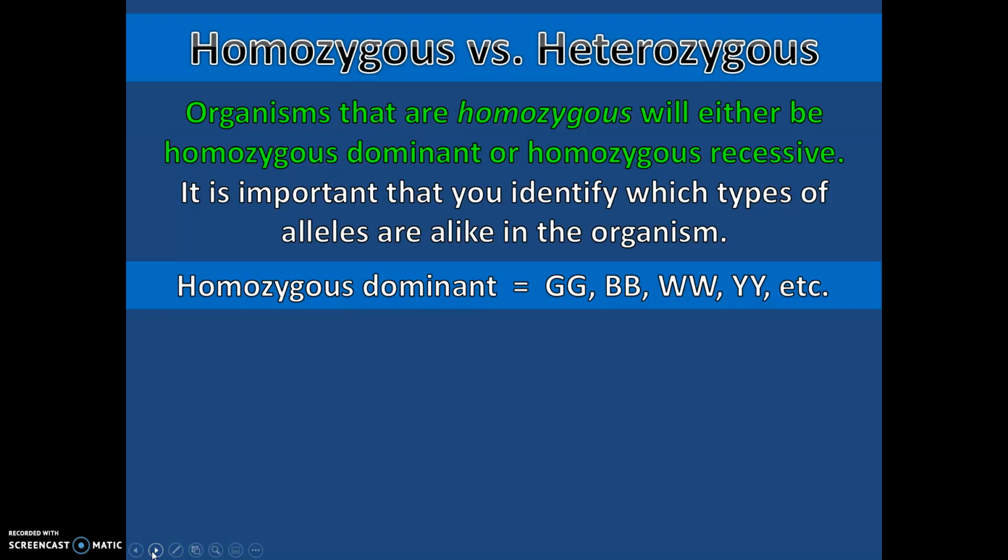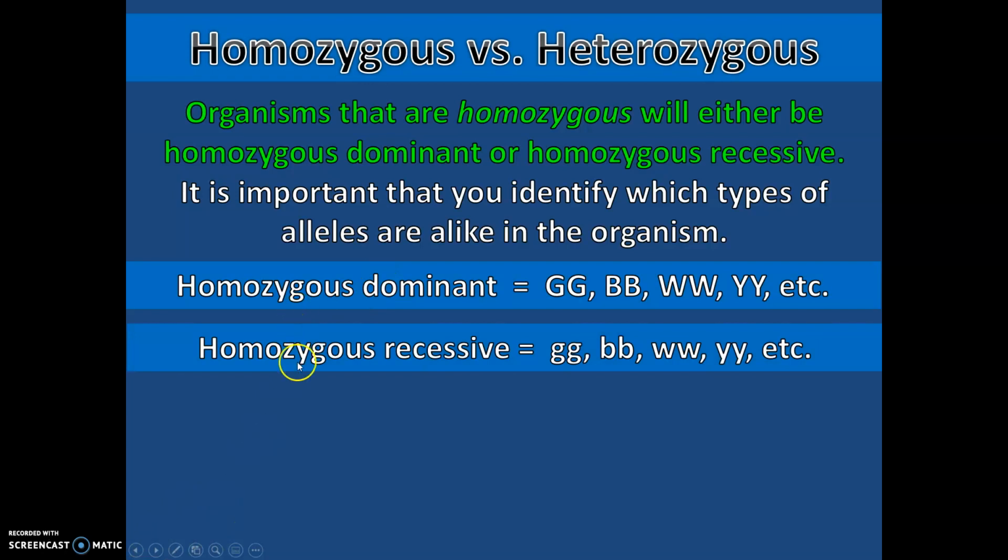So homozygous dominant, here we have some examples: capital G, capital G, capital B, capital B, capital W, capital W, capital Y, capital Y. Anytime it says homozygous dominant, that means both letters are capitalized. Next we have homozygous recessive. This is lowercase only, so we'll have lowercase, lowercase, lowercase, lowercase.